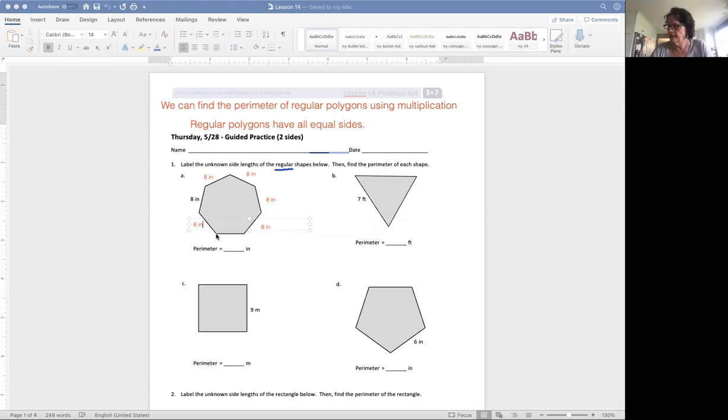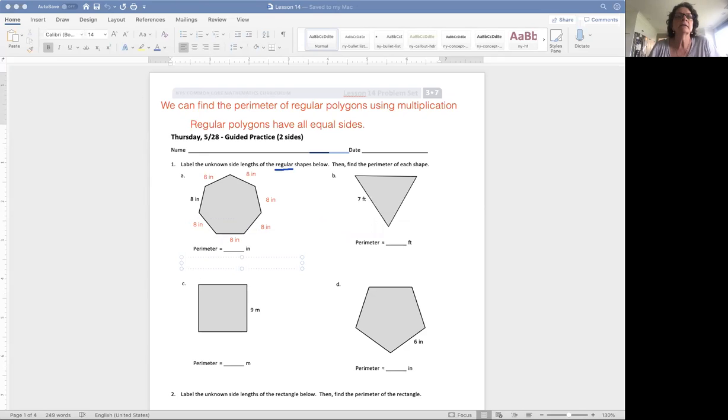So this polygon has 7 sides, and a 7-sided polygon is called a heptagon. All right, 1, 2, 3, 4, 5, 6, 7, if we count the sides. And we could add 8 plus 8 plus 8 plus 8. We could add 8 inches 7 times, or we can write this multiplication sentence.